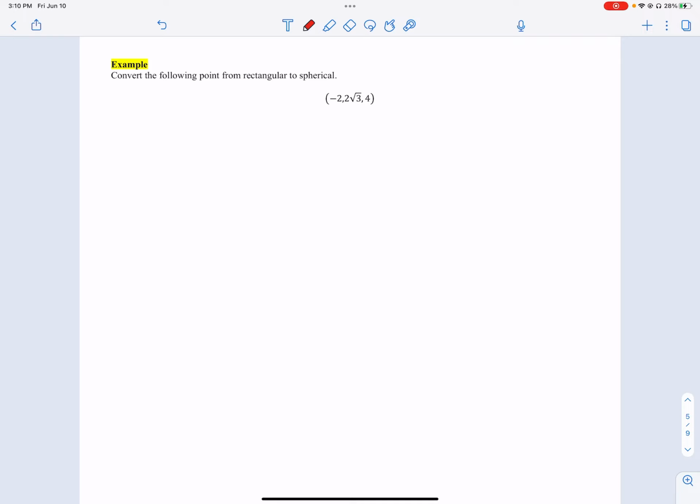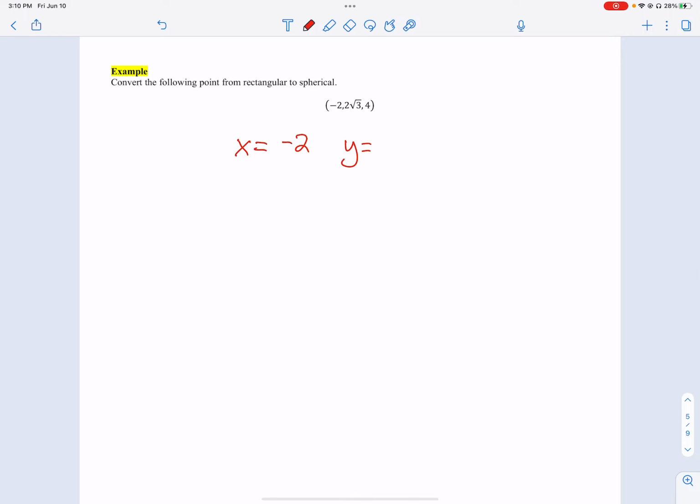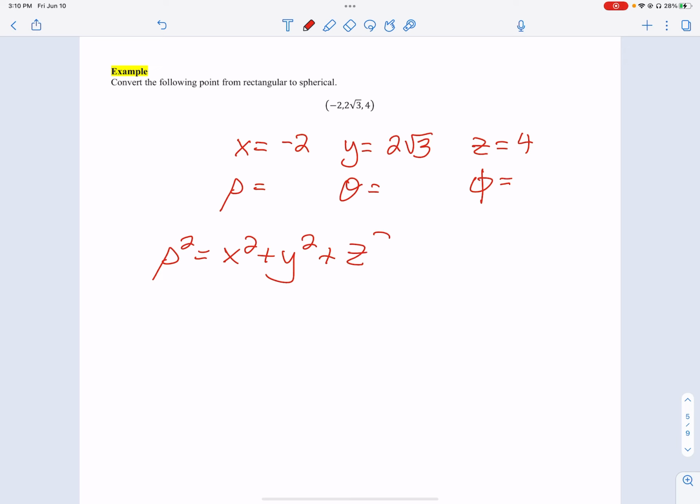Okay, we have rectangular to spherical, so we have x equals negative 2, y equals 2 root 3, and z equals 4. And we're trying to go to spherical. That's rho, theta, and phi. All right, so we got rho squared equals x squared plus y squared plus z squared.